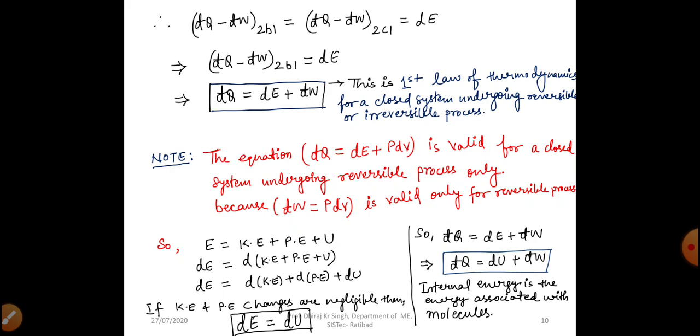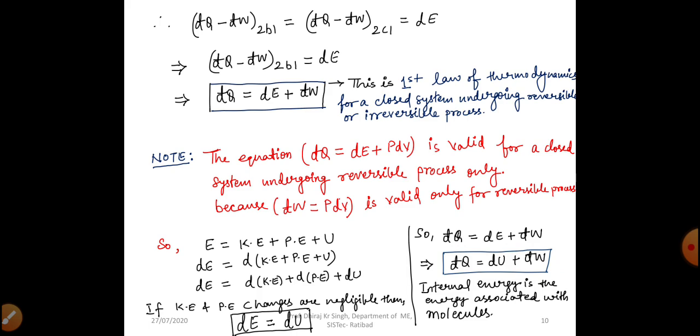If kinetic and potential energies are negligible, then our total energy will be equated as internal energy, because we are mainly discussing the molecules here. The molecules' energy is internal energy, the energy associated with molecules. So we consider here that our total energy is internal energy. So we can write del Q equal to dE plus del W, and so del Q equal to dU plus del W.